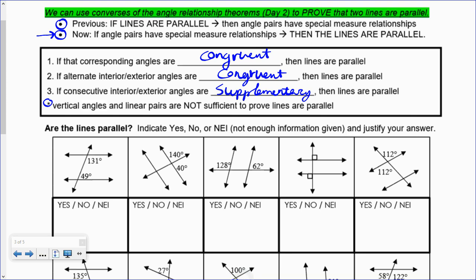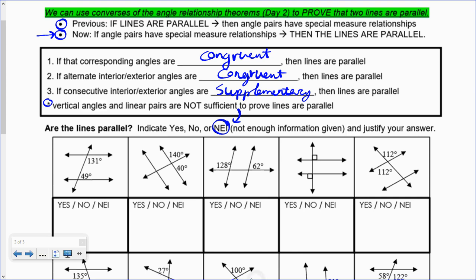So for that one, you're going to choose this option right here. NEI stands for not enough information. So if you guys notice that you have vertical or linear pair, that's the option you're going to choose. You're not going to choose no. You don't disprove that the lines are parallel, you just don't have enough information.